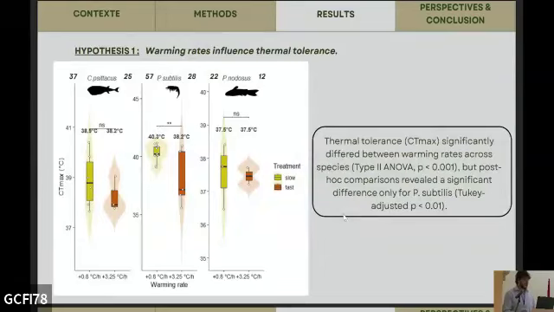Okay, so for the results, that's what we came up with for the first hypothesis. Warming rates influence thermal tolerance. So yeah, actually it does. Thermal tolerance significantly differed between warming rates across different species.